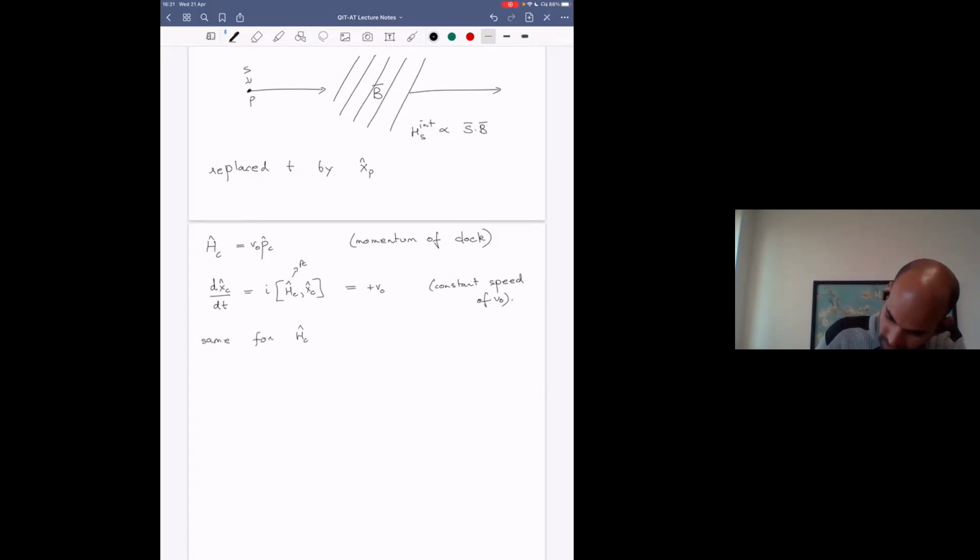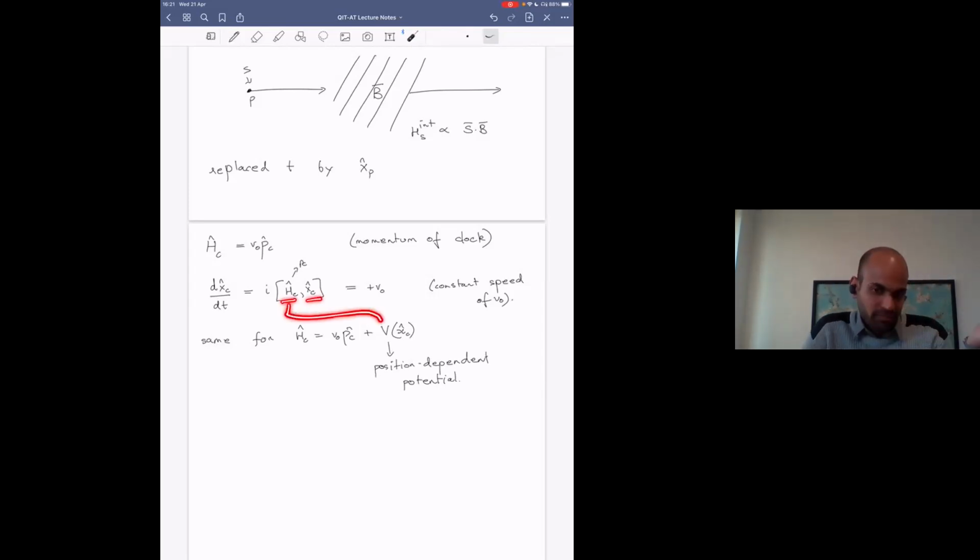The important part is that this is the same for H_C equals V naught P_C plus V of x_C, a position dependent potential. The reason is that the commutator of H with x, if I put in a position dependent potential here, any function of the operator x also commutes with x. So that's not going to change the commutator at all, which means that for this Hamiltonian I can put in an arbitrary potential that it has to go through, and the speed of this particle will remain exactly the same as it crosses through.